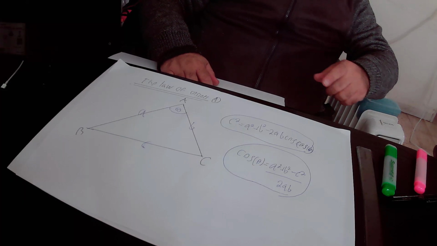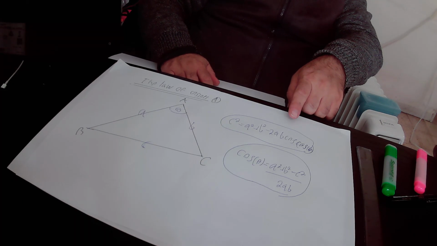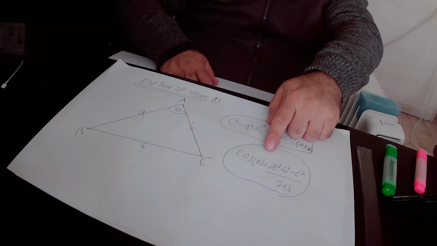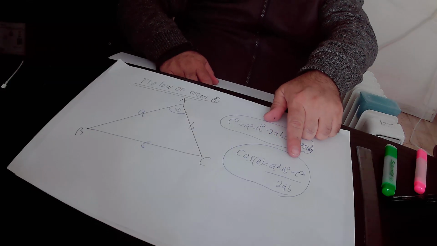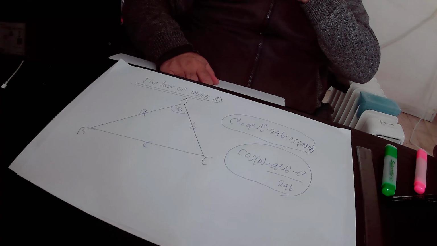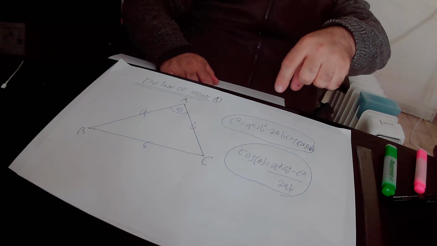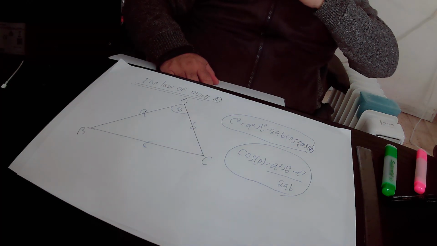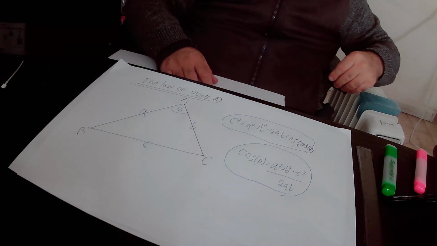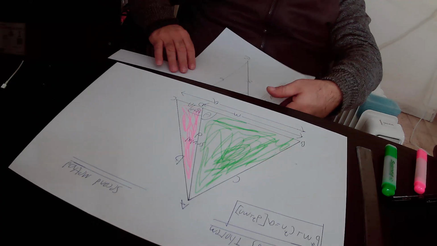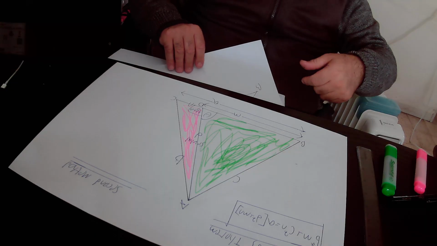If we add to this equation 2 times AB cosine theta, then subtract C squared, then divide this equation by 2 times AB, we'll get that cosine theta equals A squared plus B squared minus C squared over 2 times AB. Okay? It's very easy to arrive from this equation to this equation. Okay, so we implement the law of cosines in the green triangle ABD.